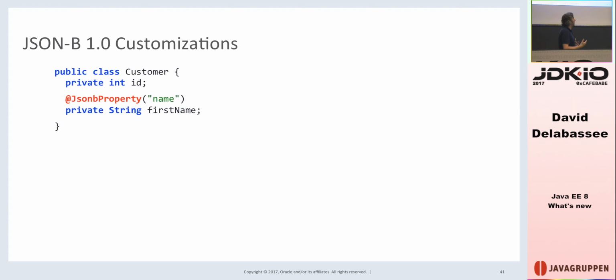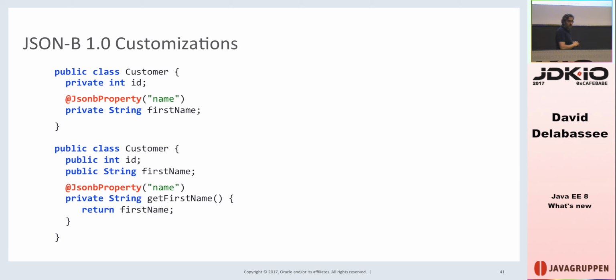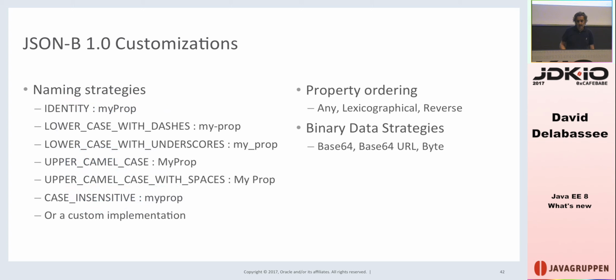But obviously, you have the ability to override that. So the JSON-B API is introducing, I think, two new annotations to override that default behavior. So in this case, by default, our key name would be firstName, but using this JsonbProperty, we can specify what we want to get. And in this case, we want our key to be name. You can apply the annotation at different levels, so that's something that is part of JSON-B 1.0.